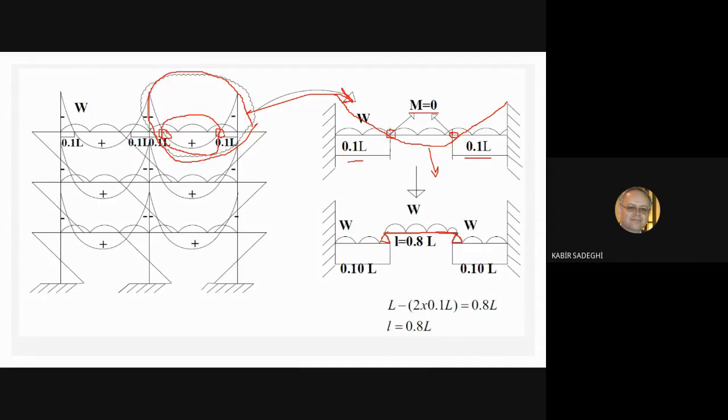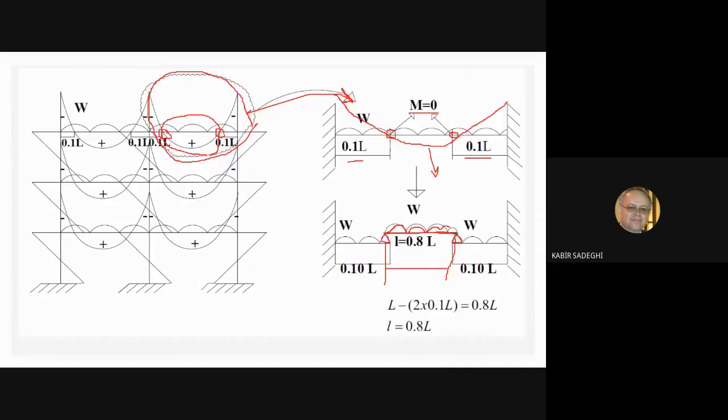The length of this one is L small, or lowercase l, and it is 0.8 L. And L capital was the total length, you know, total length from here to here, it was L.